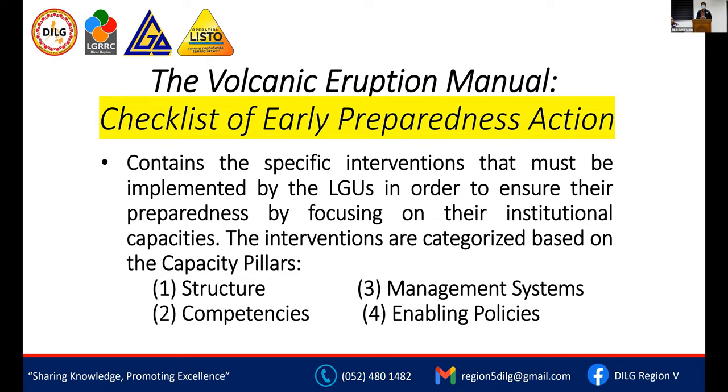Yan, na-mention ka na kanina, but I'll just be reiterating, no, that binangga po namin yung preparedness actions sa capacity pillars, which are the structure, competencies, management systems, and enabling policies. Ano-ano po ito? Yung structures, ano po ba yung mga kailangan natin with regard to our preparedness actions for volcanic eruption? May opisina ba tayo? Ano po ba yung kailangan natin ng equipment?